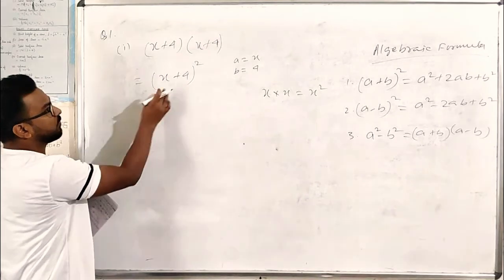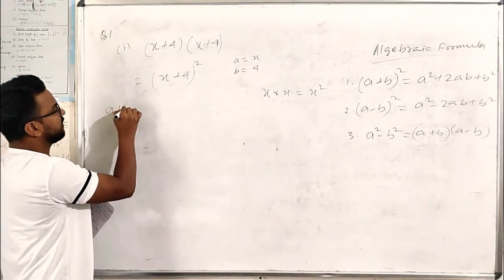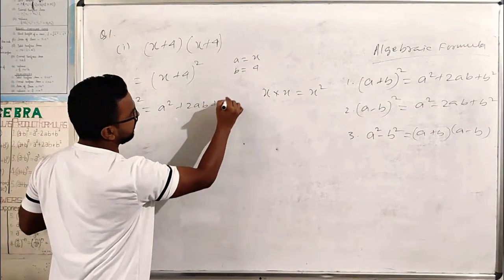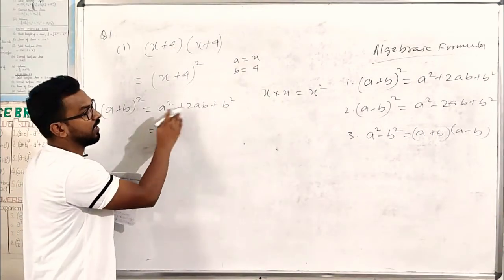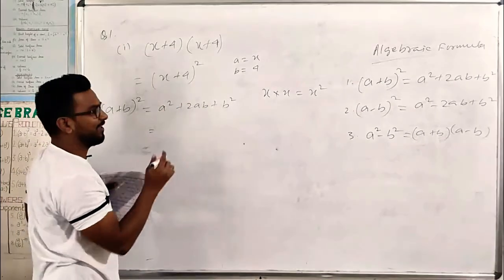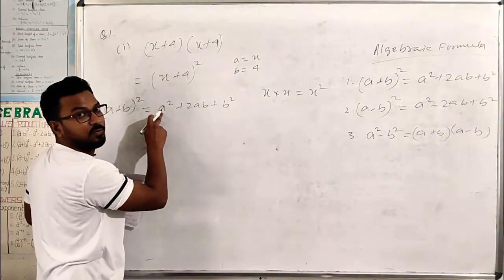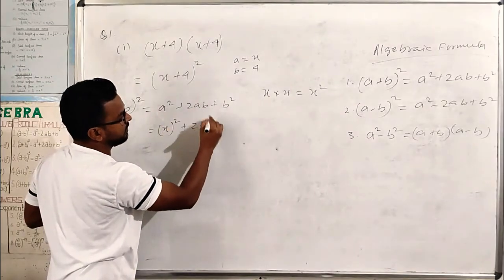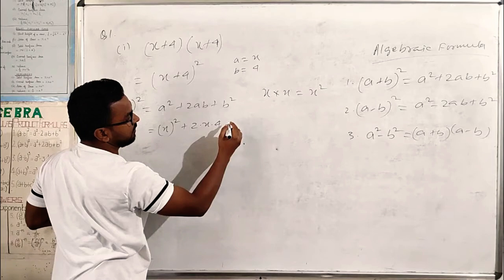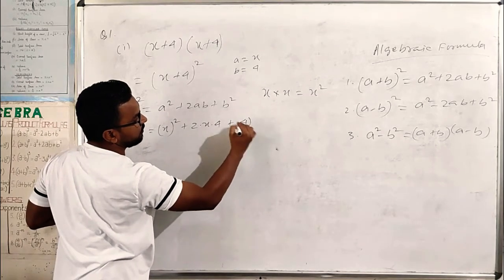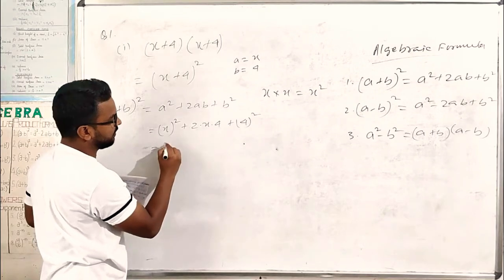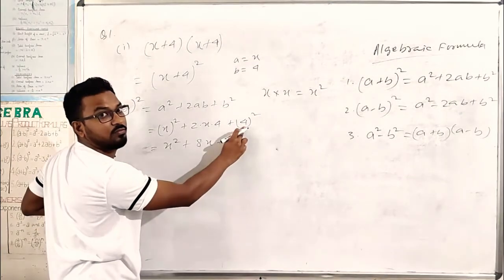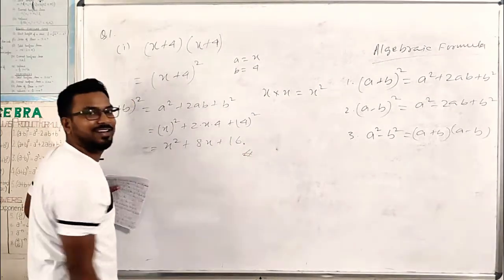You just write down the formula, a plus b whole square equals a square plus twice ab plus b square. Then replace the values of a and b. Instead of a we write x. So x square plus twice x into b, and b is 4, plus 4 whole square. When you multiply this, you get x square plus 4 twos are 8, 8x, plus 4 square, which is 16. This will be our answer.